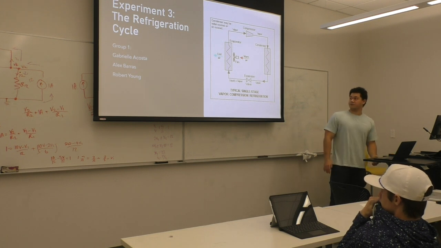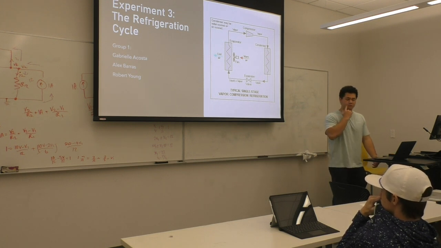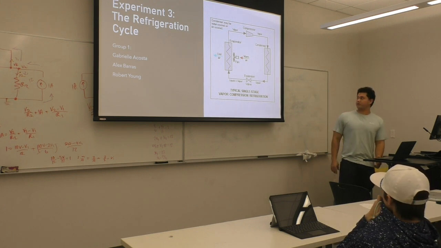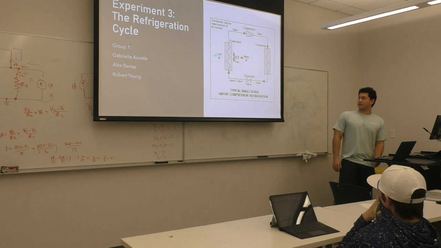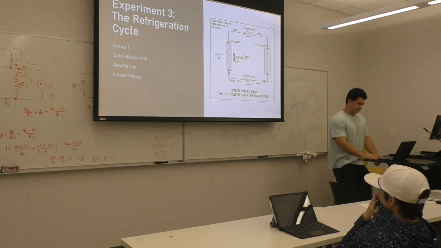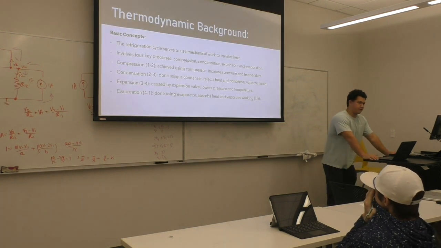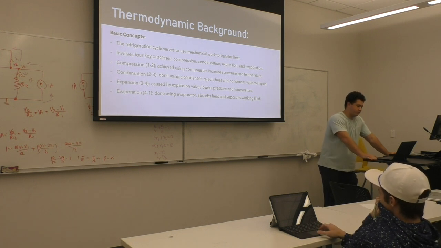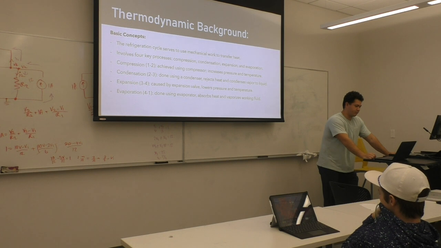And I will be presenting today the experiment we'll be conducting next week, which is the refrigeration cycle. And there's just an overall schematic of how it looks in a simple block diagram. So for thermodynamic background, the refrigeration cycle serves to use mechanical work to transfer heat. It involves 4 key processes, and these processes are compression, condensation, expansion, and evaporation.